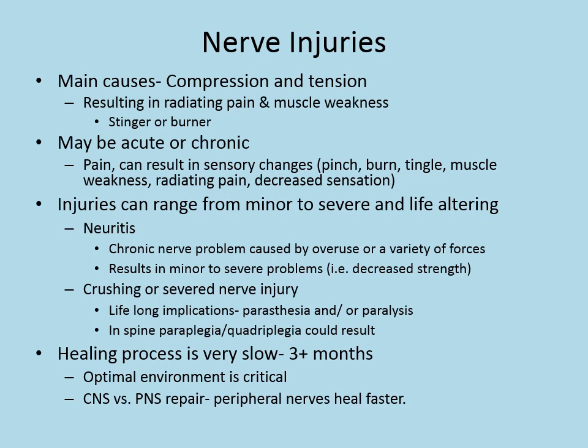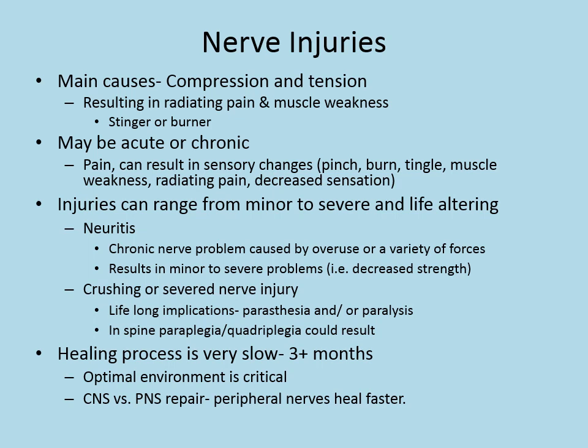Nerve injuries can range from minor to severe, and the severe nerve injuries could be life-altering. A more minor nerve injury would be something called neuritis. This is often a chronic nerve problem caused by overuse or different kinds of forces. And this is common in the elbow, say for instance, or sometimes in the knee. And usually this is minor, but it could cause more severe problems, like decreased strength in the hand, say for instance, for the ulnar nerve in the elbow.